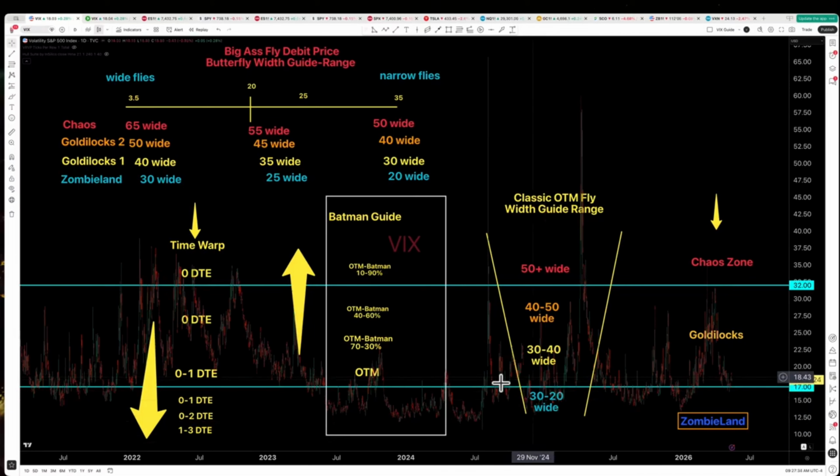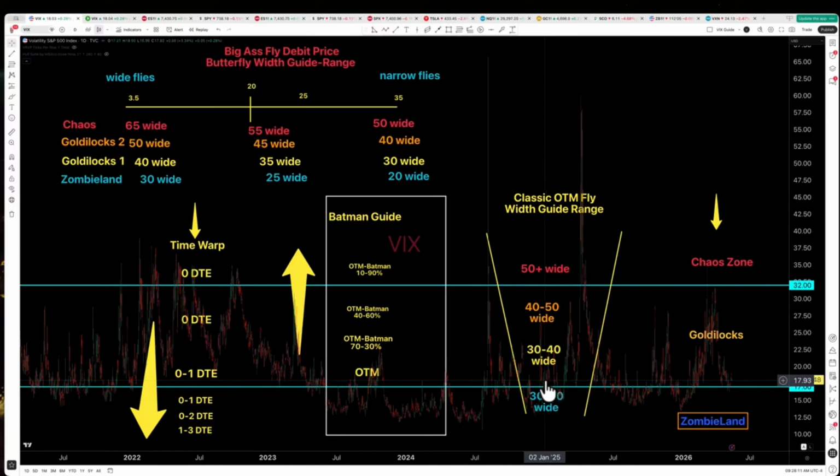So when we're in Zombieland, we're looking for much narrower flies, typically between 20 and 30. And as we go up into Goldilocks, between 30 and 40, 40 and 50, and in Chaos, much wider. That's where we're at, between 20 and 40. So I put on a 25 wide fly for yesterday's trade, the trade I executed the day before and closed yesterday, and then for the trade that's going to be coming up today, I did a 30 wide because the volatility has risen just a little bit.